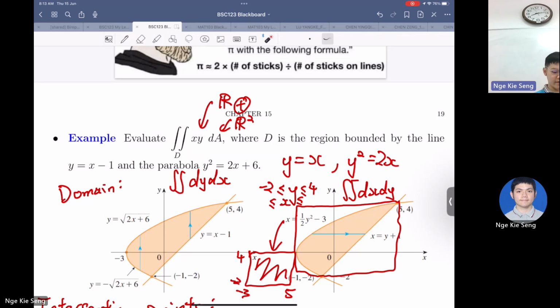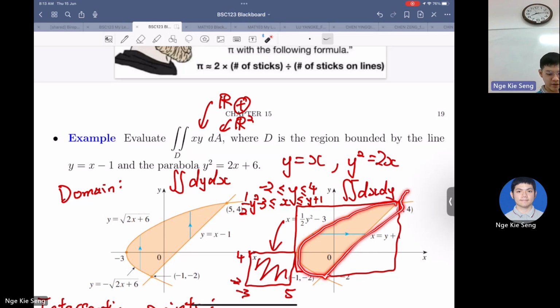Yeah, from left to right. So left is bounded by what? Right is bounded by what? Half y squared minus 3, and the other side y plus 1. So the left side is controlled by this curve, the right side is controlled by the other curve. Make sense or not?